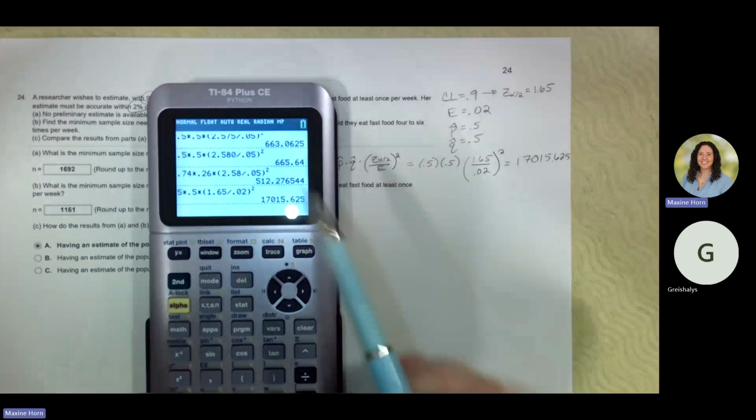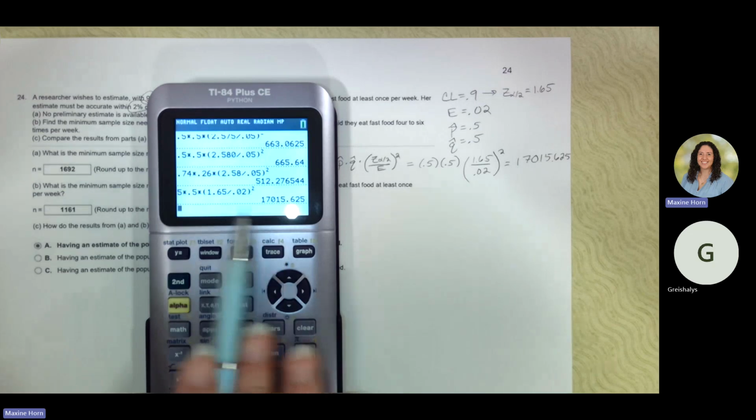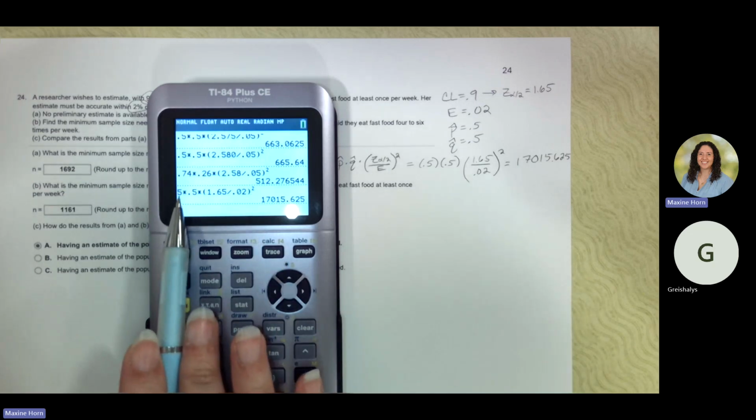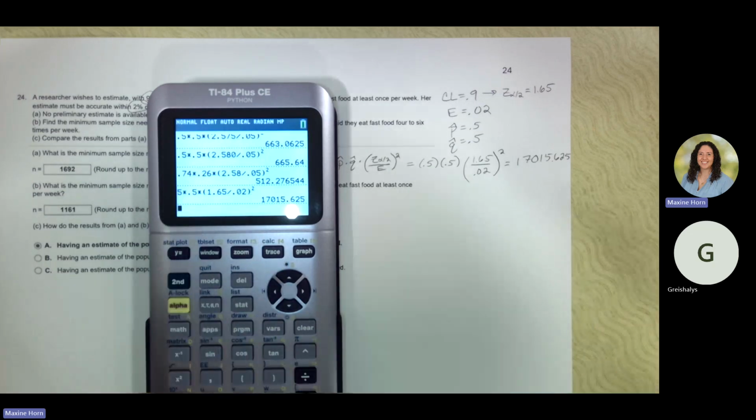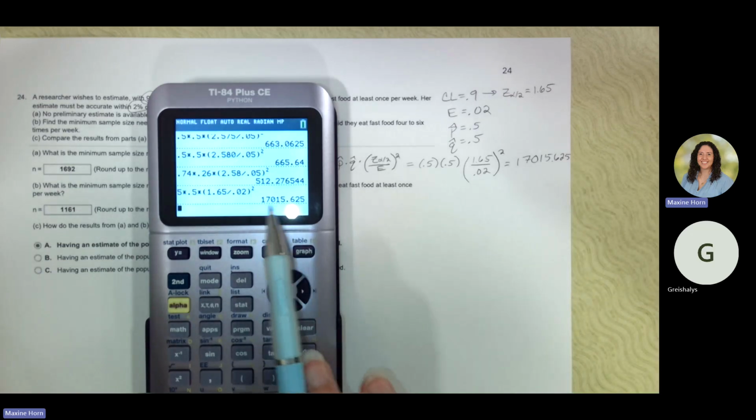Look what I did. My number is so different. This is 1,692 and I'm getting 17,000 because look what I did. I didn't plug in a 0.5, I plugged in a 5, right? So that's not like, oh, it's a rounding issue. I'm off by a huge magnitude.